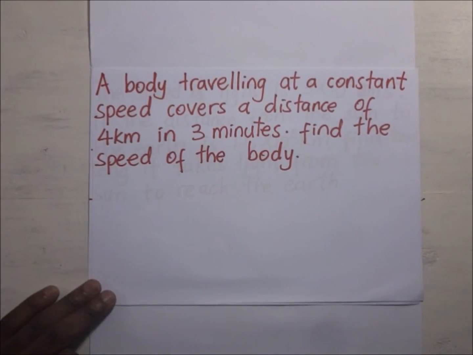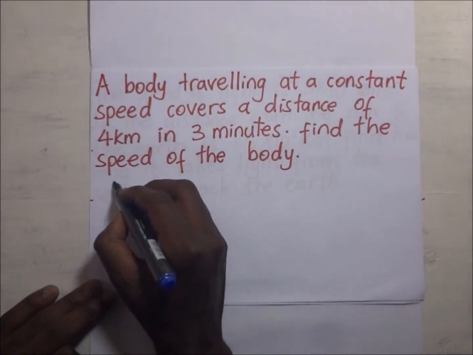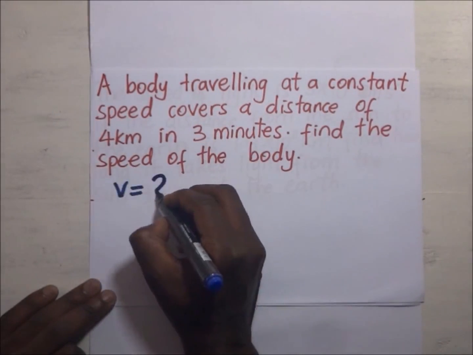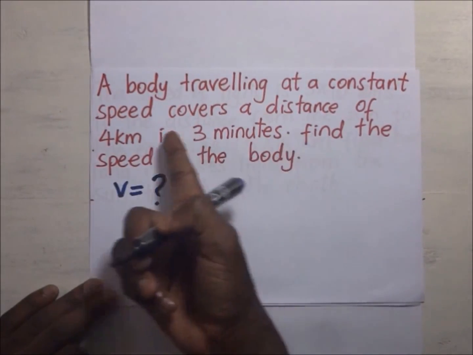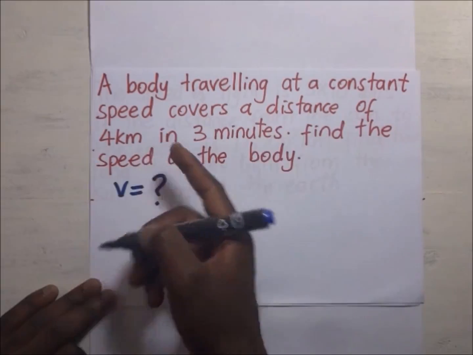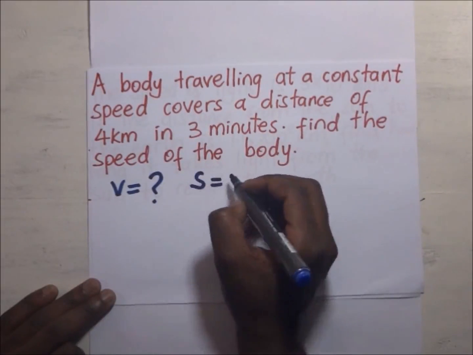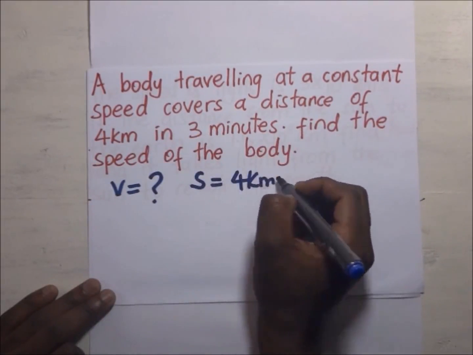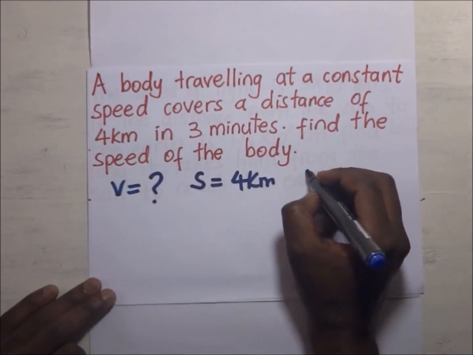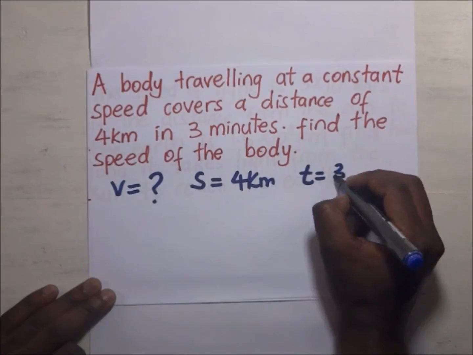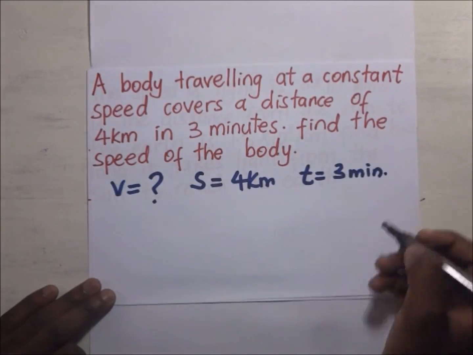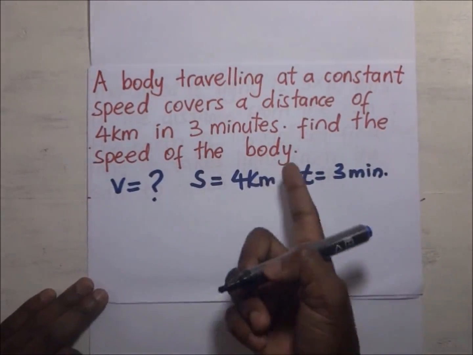So we know that the body is traveling at a constant speed, so the constant speed V. The constant speed is not given, you're supposed to find it. Covers a distance of 4 kilometers. So the distance S is 4 kilometers in a time frame of 3 minutes. So the time given here is 3 minutes. And so here we need to find the speed of the body.